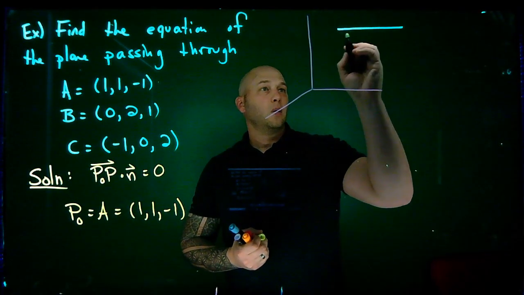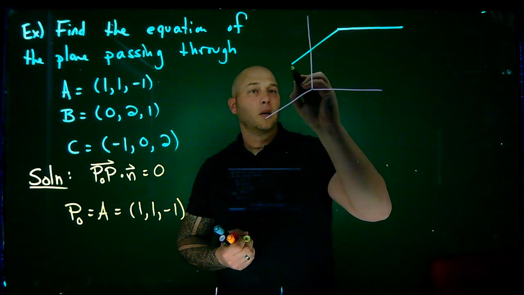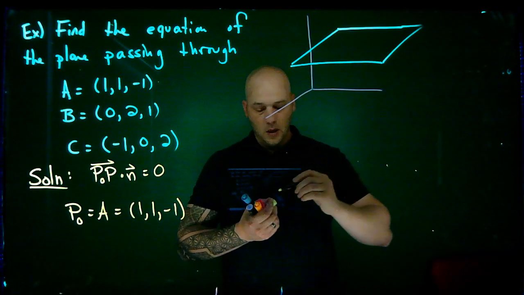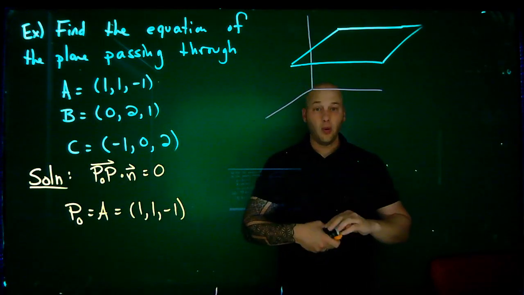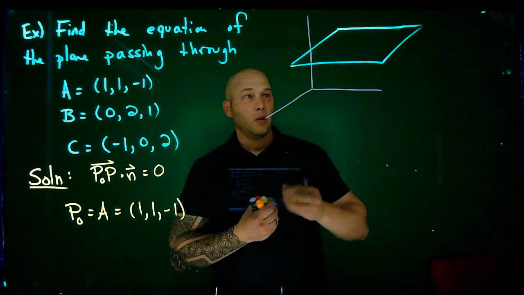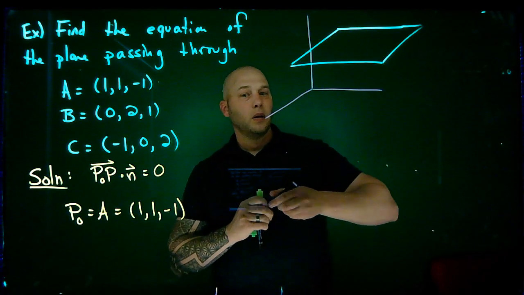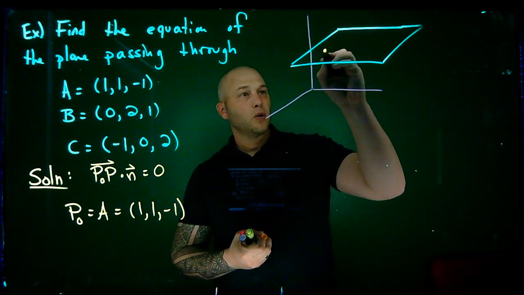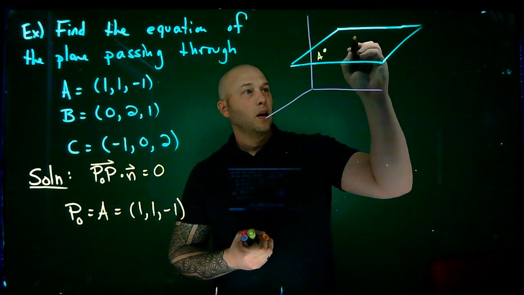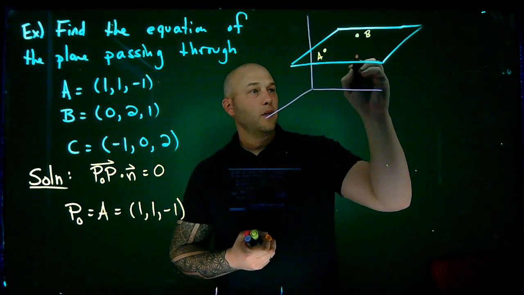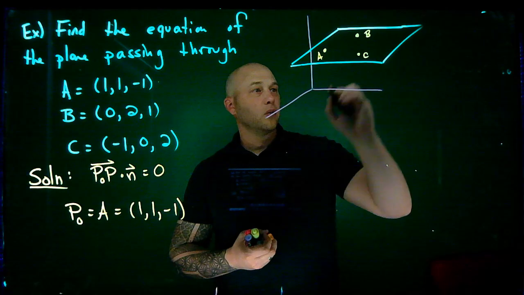Once again, let me do a generic sketch of a plane here. And let's plot 3 points. Let me see if I can use a different color. Maybe this will stand out better. Let's say I've got this point here, which is the point A. I've got this point here that I'll label as B. And then I've got this point here that I'll label as C.